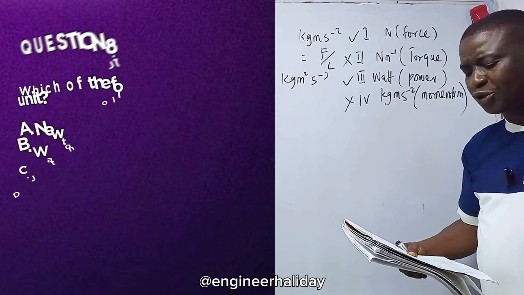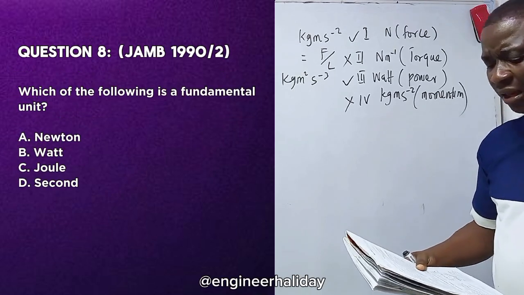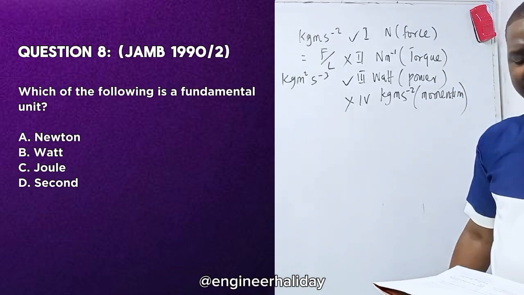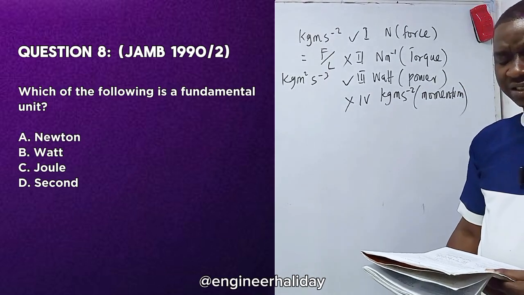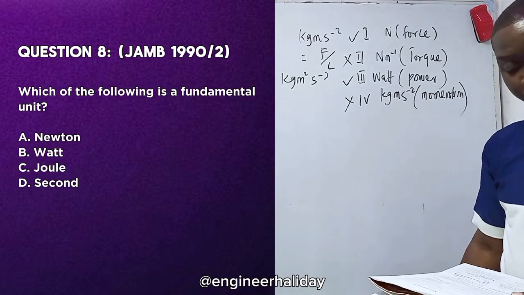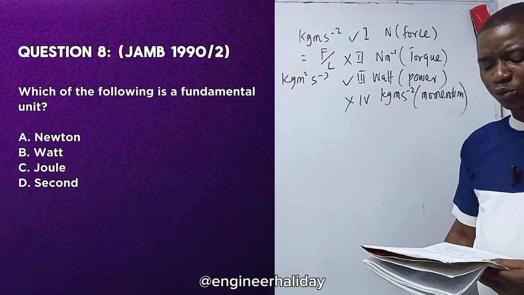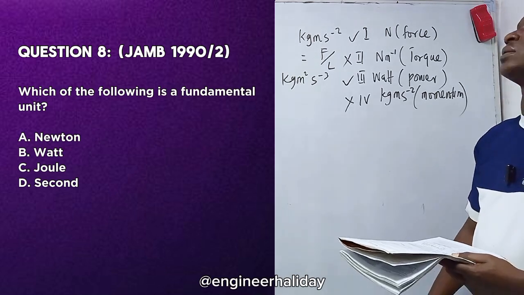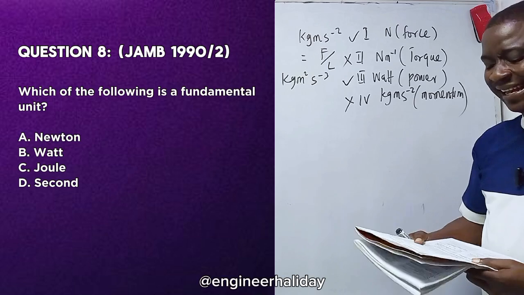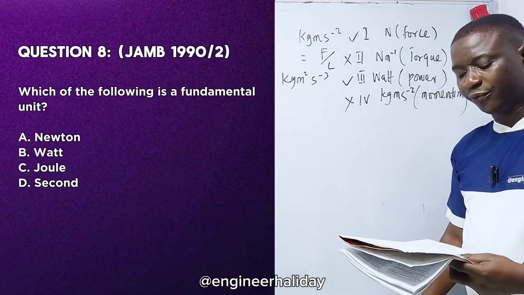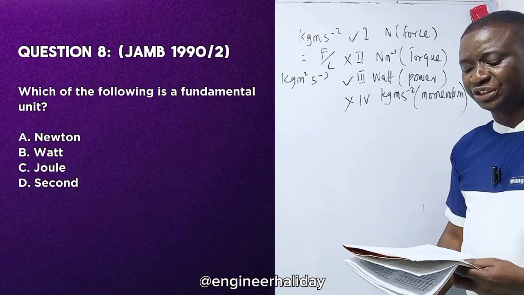Number 8, which of the following is a fundamental unit? I believe we have talked about that one before, so we'll go straight. A says Newton. No, Newton is for force, which is not a fundamental unit. B says watt, which is for power, not a fundamental unit. C, joules is for energy. D, seconds, is a fundamental unit. So seconds, option D, is a fundamental unit.